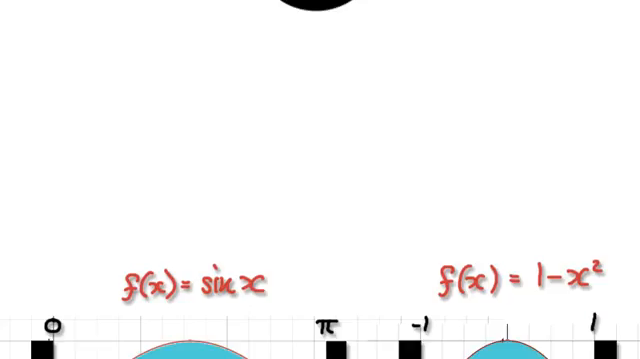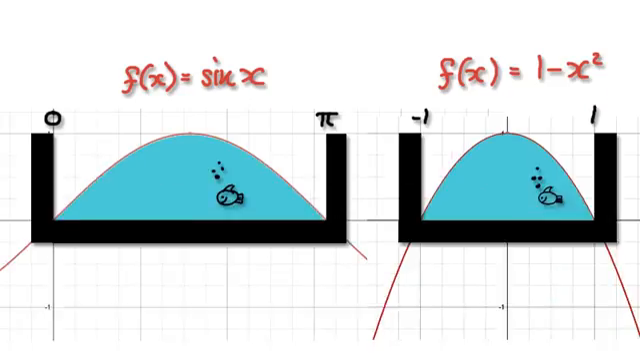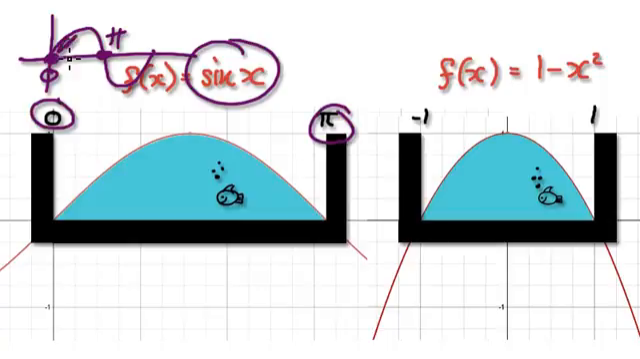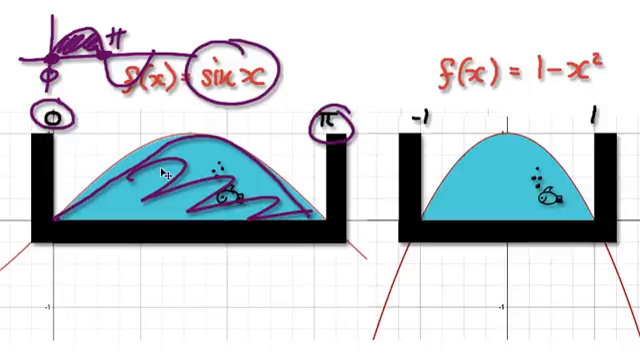Okay, let's give you guys some more practice. So here you've got two fish tanks. One follows the sine of x graph. So your sine of x graph looks like this. This is 0. This point here is pi. That's 0 to pi. This here is one hump of the sine graph.